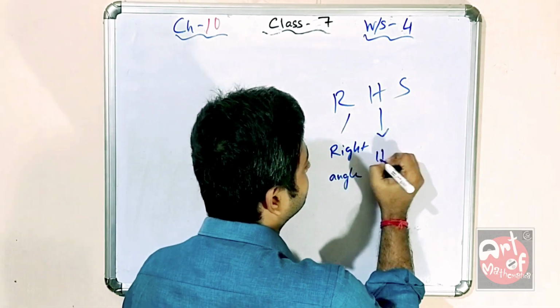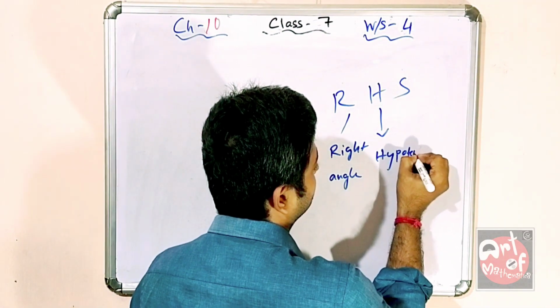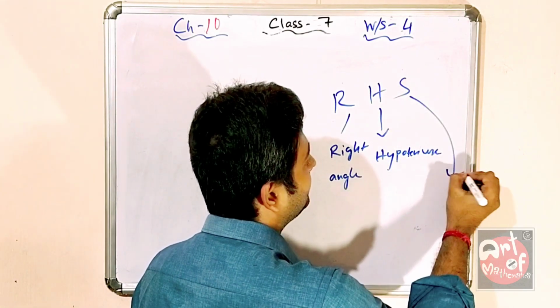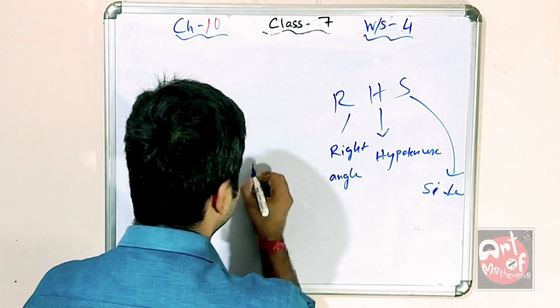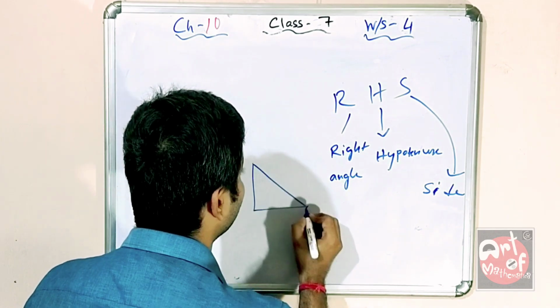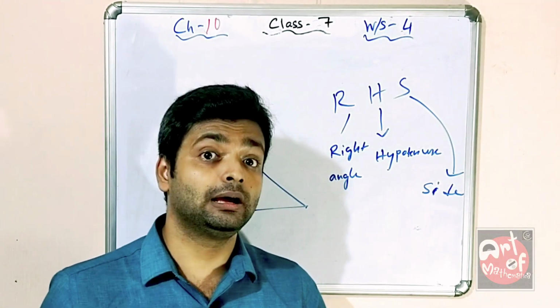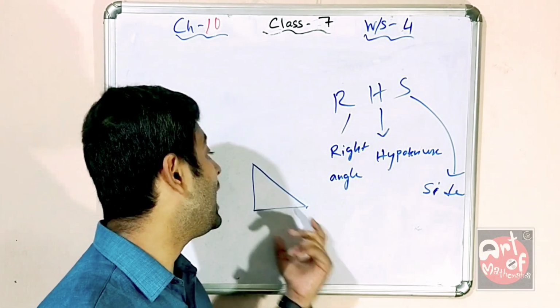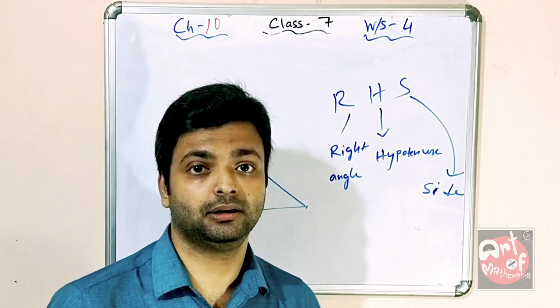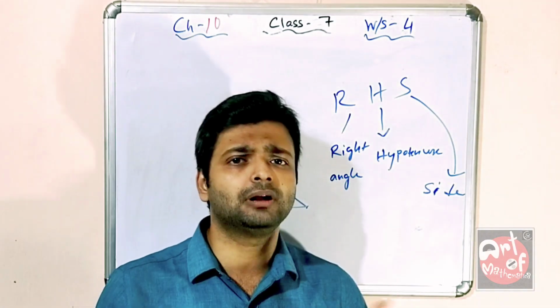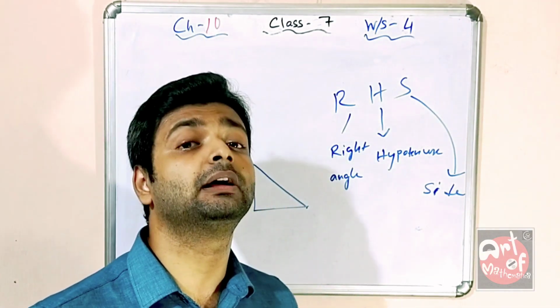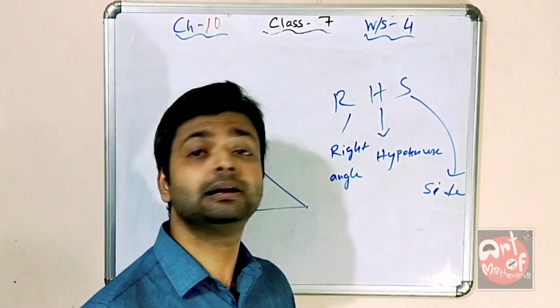then hypotenuse, and any one side. Suppose there is a right angle triangle, we'll learn how to construct a right angle triangle using the RHS property. This congruent property we learned in the previous chapter, chapter number 9.